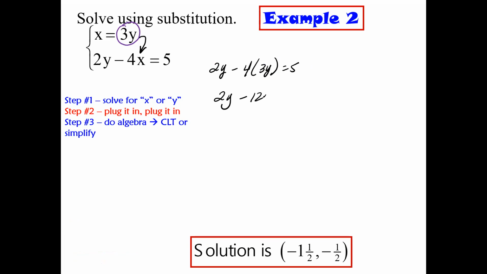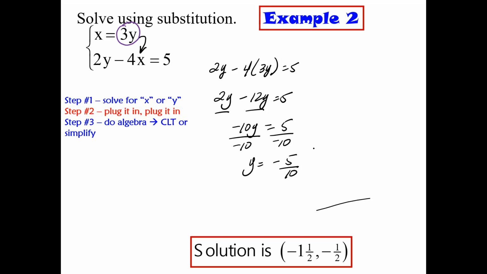4 times 3 is a 12. Combine your like terms, you get a negative 10. And then you're going to divide by negative 10 on both sides. So y equals negative 5 over 10. Going back to elementary school, you can go ahead and reduce that, which is going to give you negative 1 over 2. That is your y.